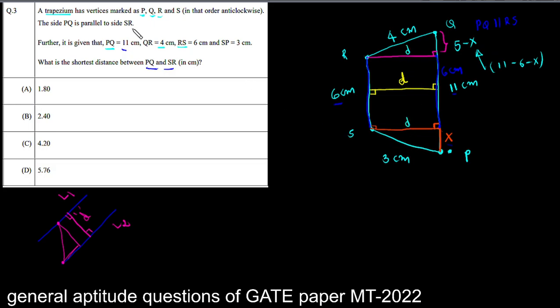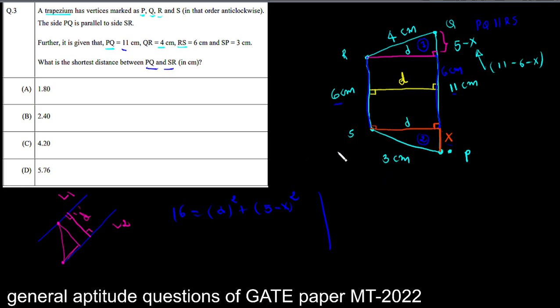So now simply we have to use the Pythagorean theorem twice. One time for this upper triangle, let's denote that as 1, and second time for this one. So now for this first triangle, we can say the square of this 4 will be 16, equal to the sum of the squares of the sides. Here this side is d, so we have d square, and here this side is nothing but 5 minus x, so also we have to square it, (5 minus x) square.